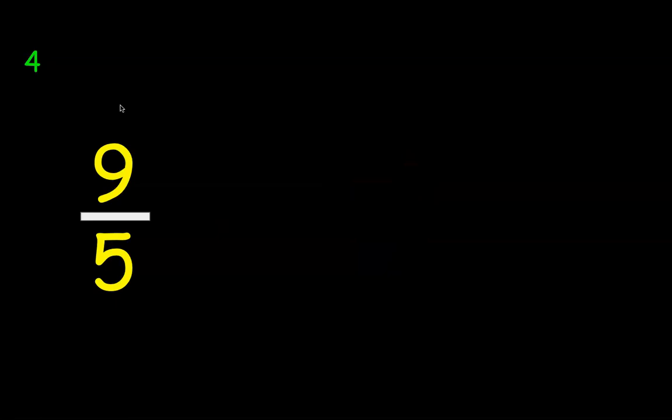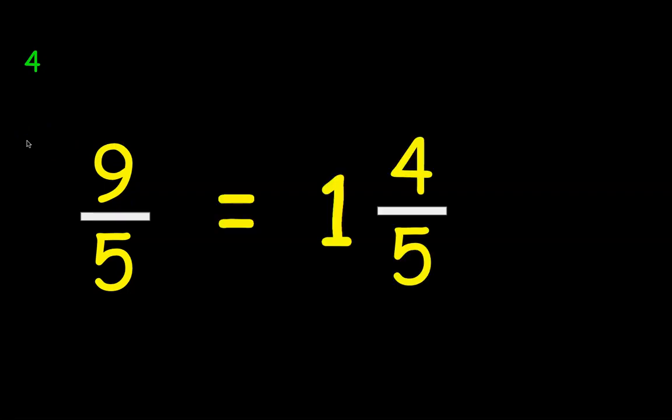Number 4, pause if you like. Right, we're dealing with fifths. A pizza that has been cut into 5 equal pieces, we're dealing with fifths. How many fifths do I need to make one whole pizza? The answer is 5. Do I have enough? Yes, I have 9. So I'm going to take 5 of these fifths and swap them for a whole pizza. How many fifths will be left? And the answer is 4.